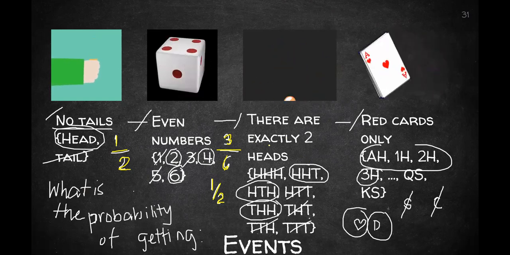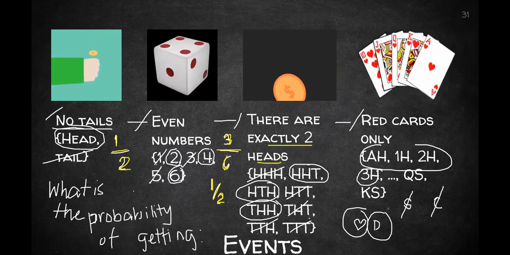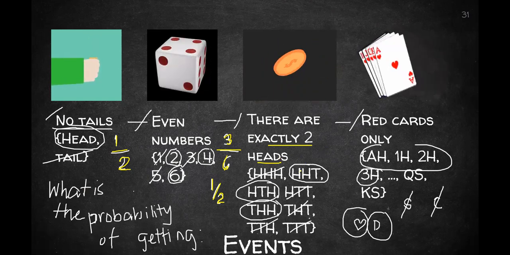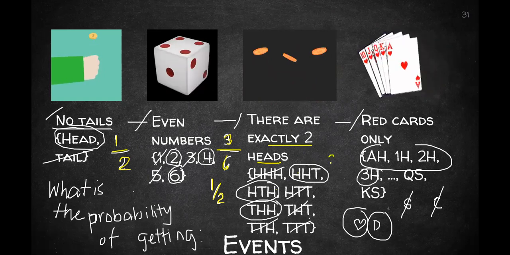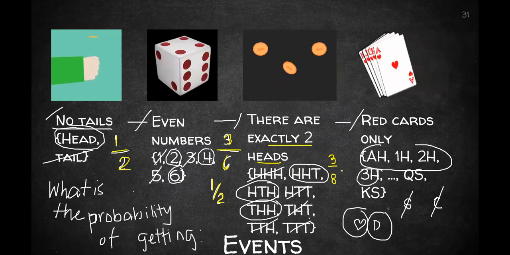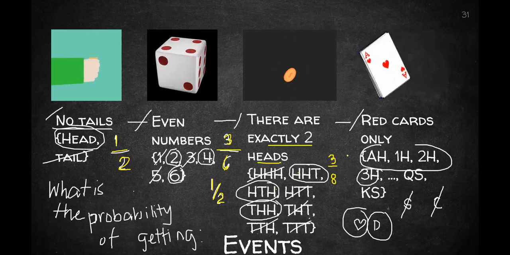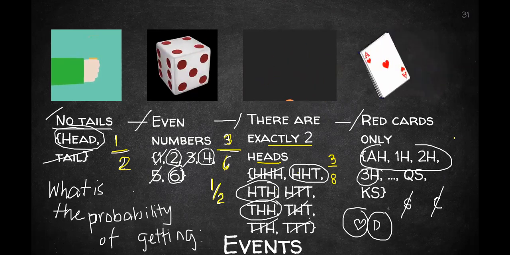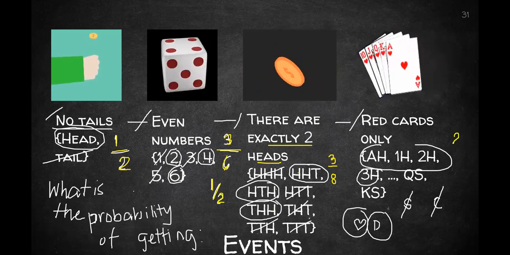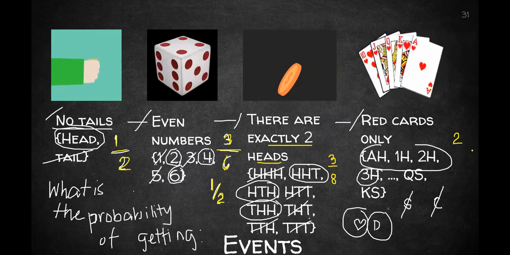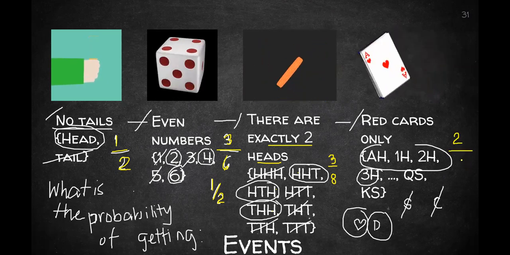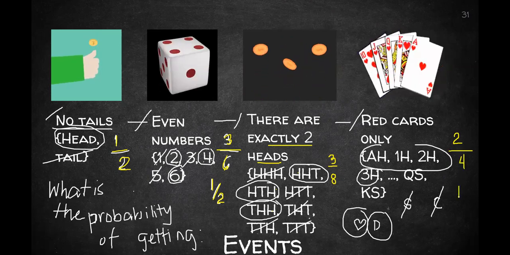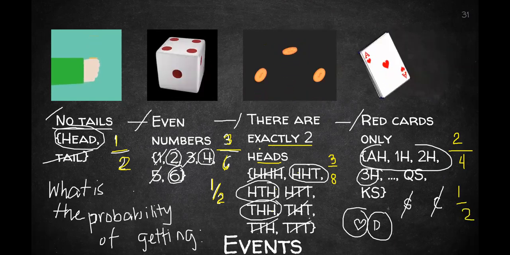What is the probability of getting exactly 2 heads if you throw 3 coins? Or if you toss 3 coins? So, we have 1, 2, 3 out of 8. I think this is the lowest term already. Red cards. I think we don't have to count it, but for sure naman, we have 2 sets of red cards. Yung hearts and diamonds. And then tayong 4 suits. Hearts, diamond, spade, and club. So, 2 out of 4 or still 1/2.